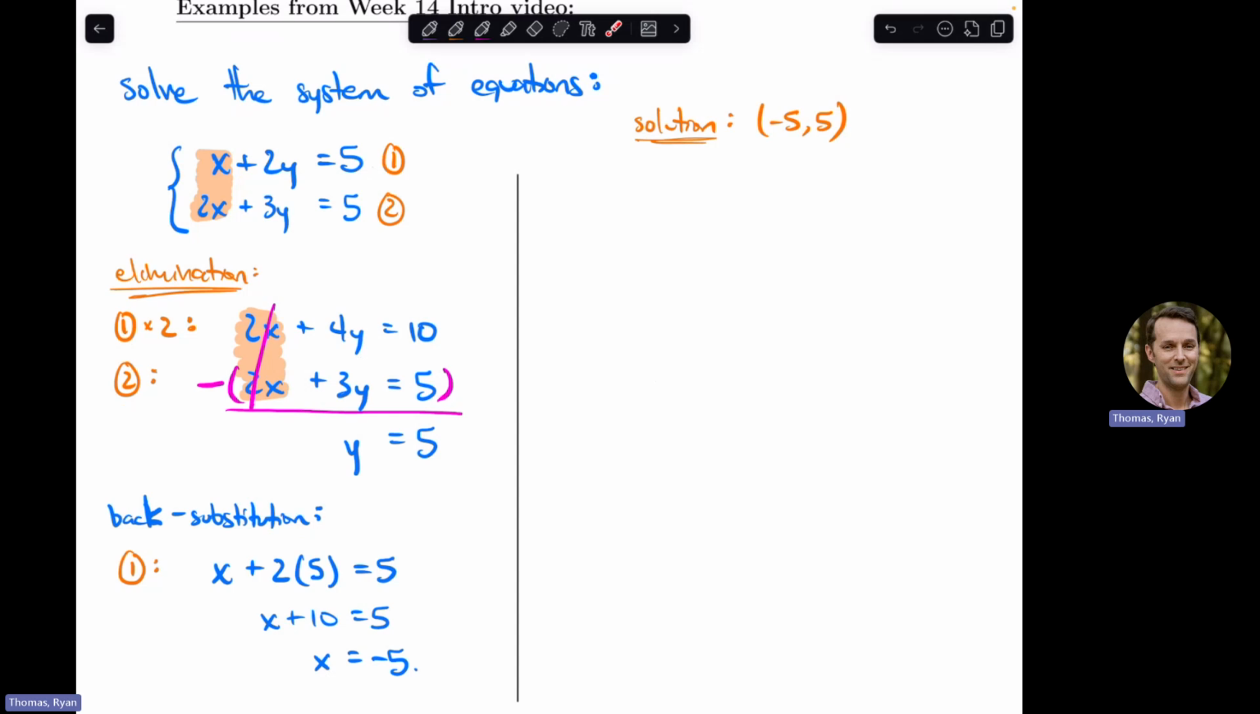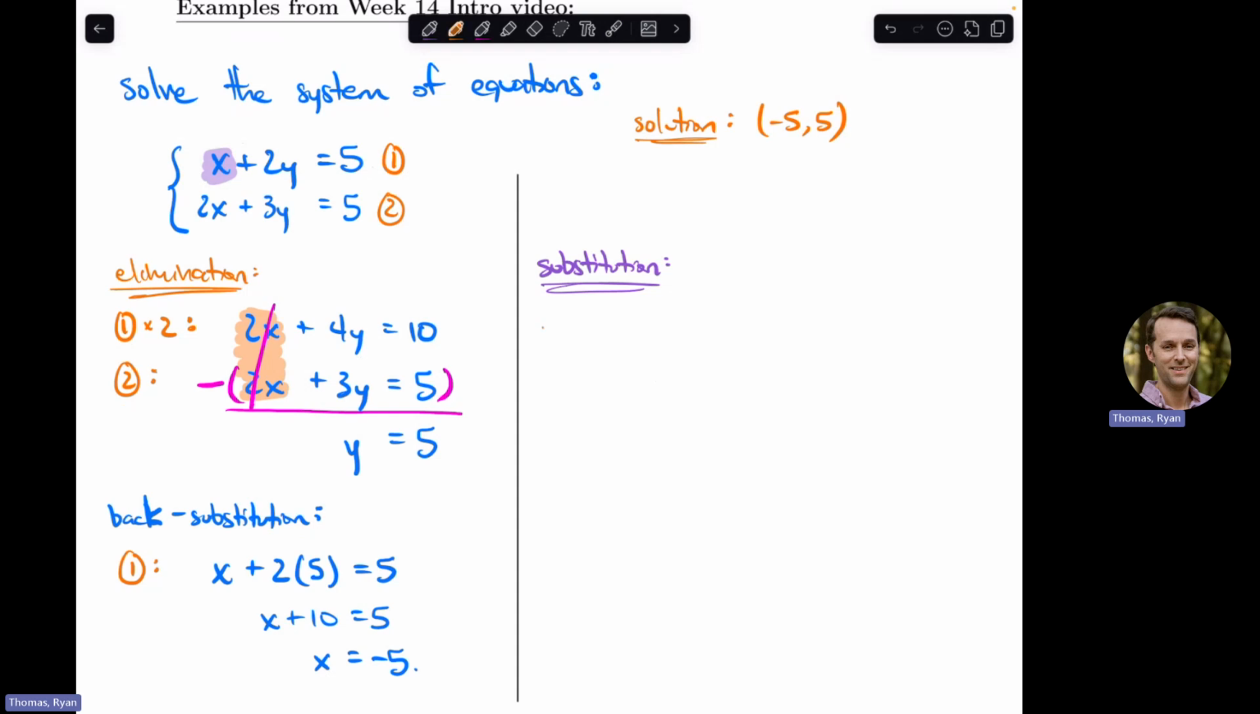Again, we're going to have options for how we do this. You never have to do one way or the other. Sometimes one might be a little more straightforward than the other. So another way to go about this is called substitution. To do substitution, we choose something here that we can solve for. So, for example, the thing that jumps out at me here is this. x plus 2y equals 5.